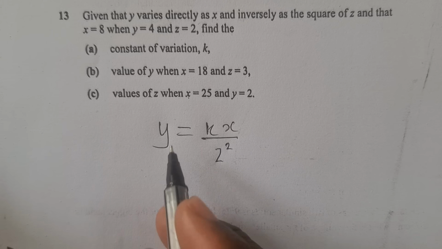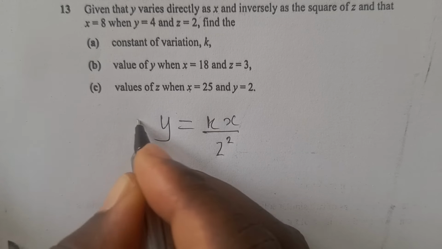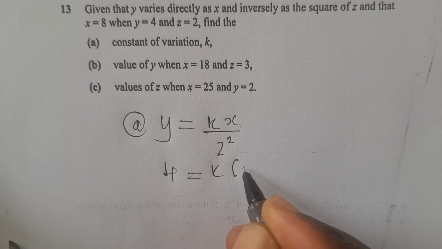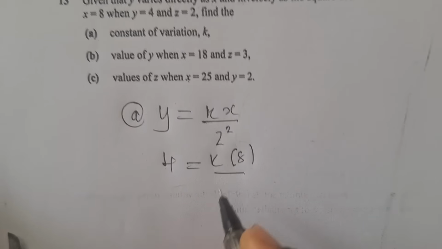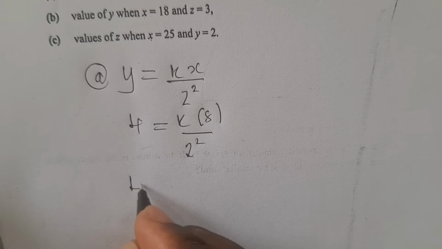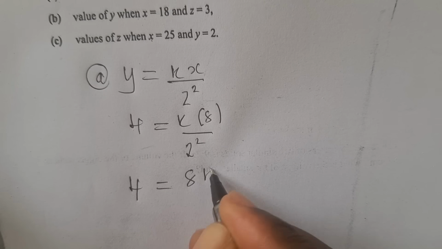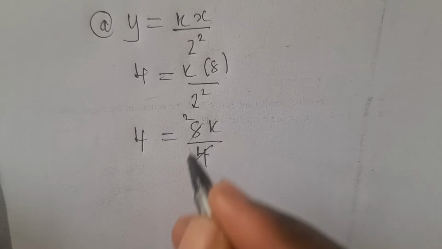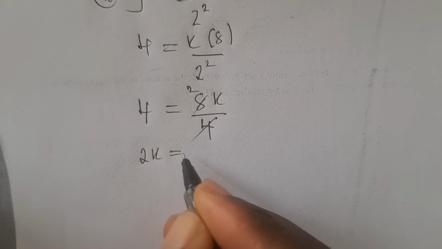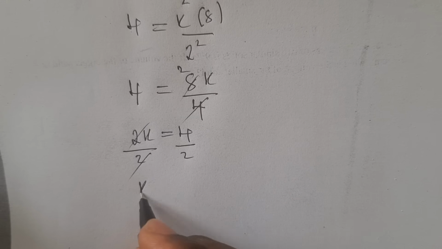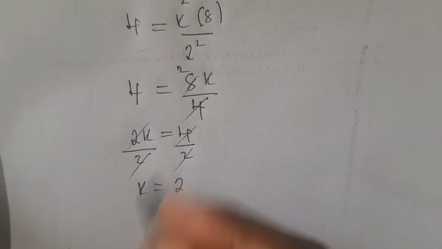So we just plug in the values. What is the value of y? It's a 4. The value of k is what we are looking for. x in this case is 8, while z is a 2, so it will be 2 squared. So you work out here: 4 is equal to 8k over 4. So this and this will give us a 2. We shall have 2k is equal to 4 divided by 2, so k will be equal to 2, because 2 into 4 is a 2, and 2 into itself is a 1.